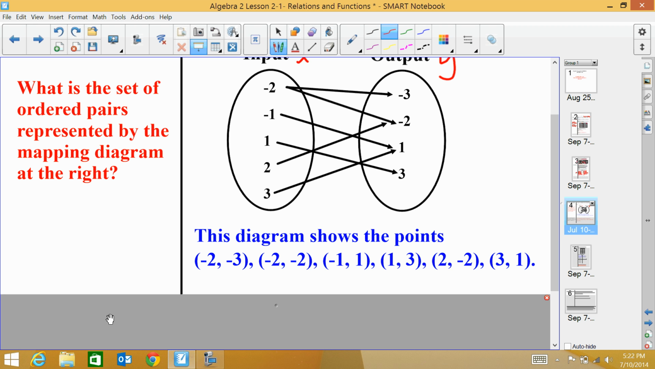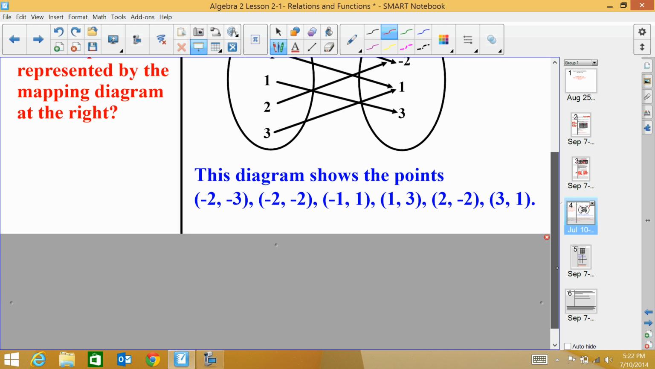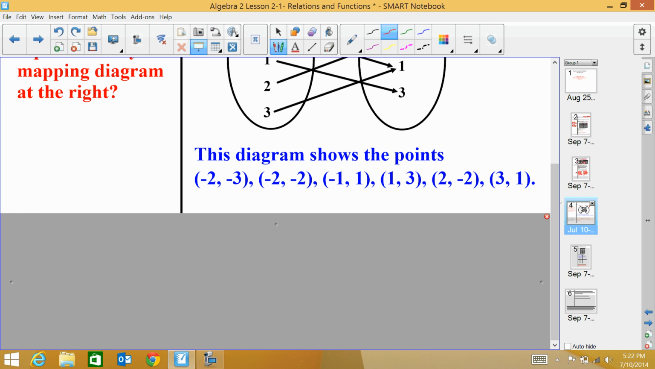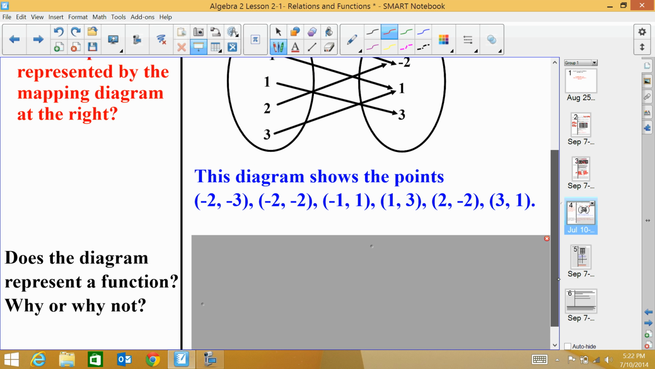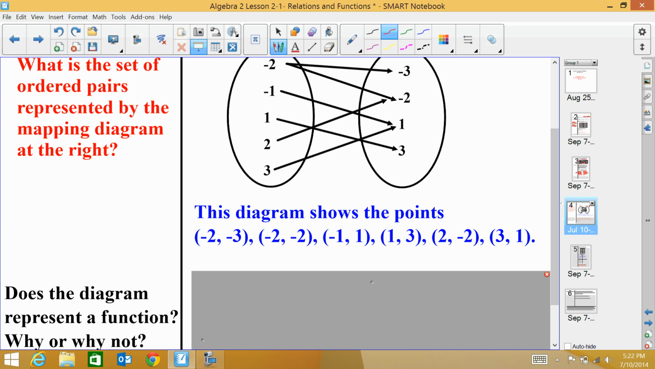Now, I bet you're probably going to know or guess what the question is that's coming up next. Okay, does the diagram represent a function? Why or why not? So let's take a look again. You can look at the diagram or you can just look at the points that we just wrote down.